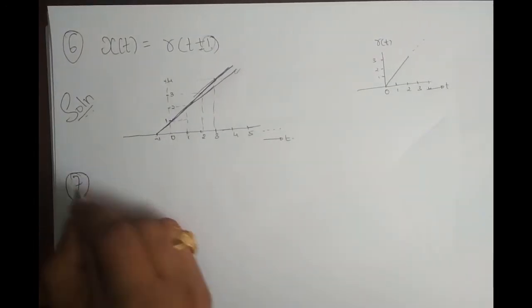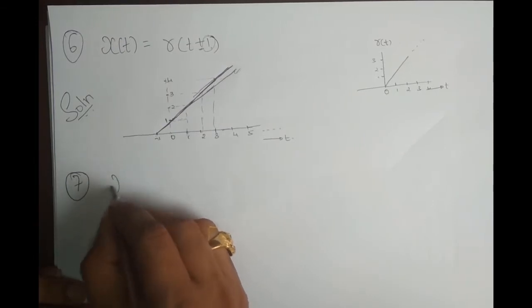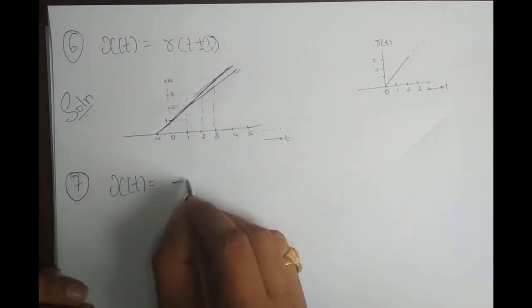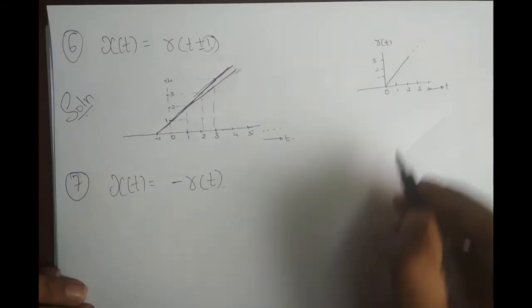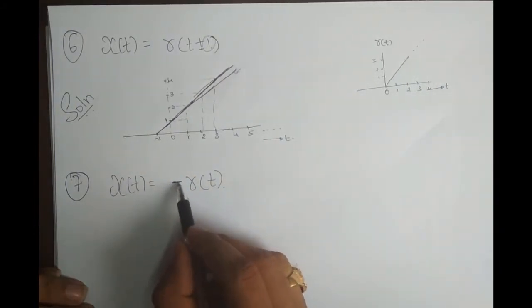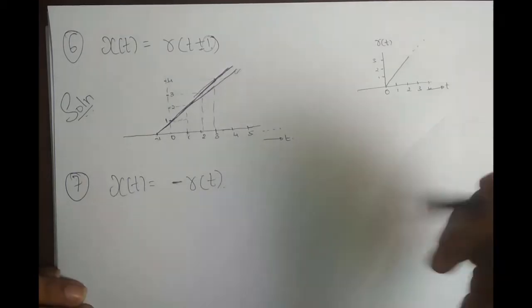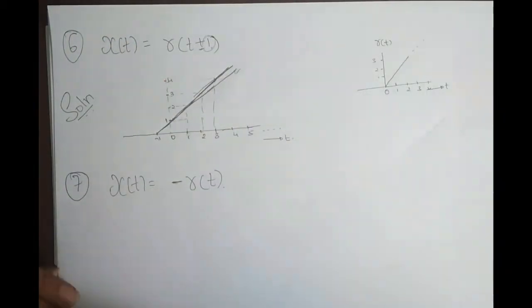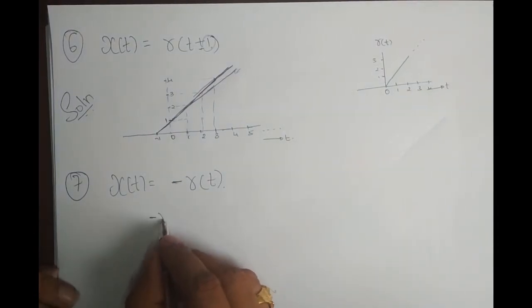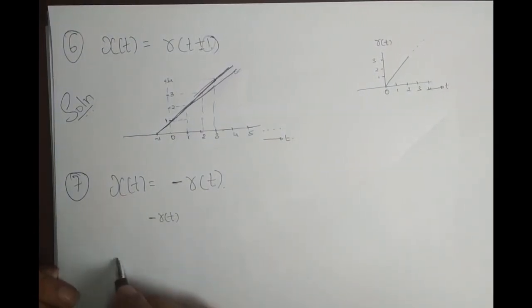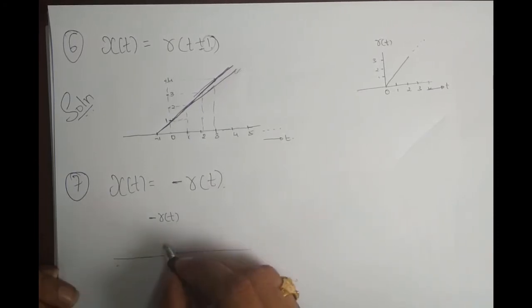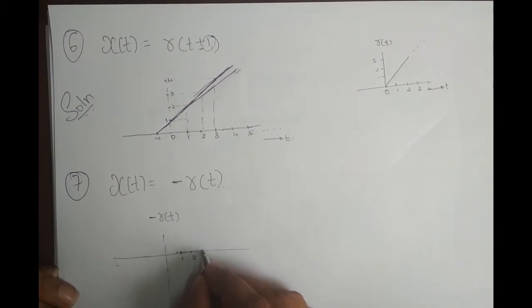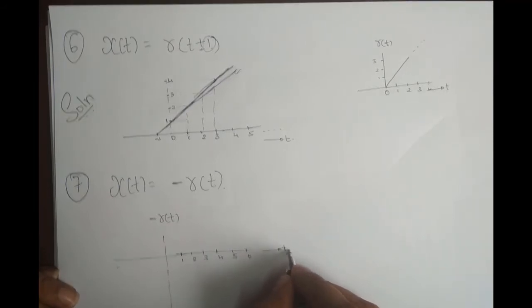Next, seventh problem. I have to sketch x of t is equal to minus of r of t. This is very simple, right? So this is our r of t, and it is amplitude scaled, and it has to be minus. All the amplitude goes to the negative side. So all the amplitude in r of t comes down, right? So therefore minus r of t looks something like this. So this is 1, 2, 3, 4, 5, 6, and this goes on.